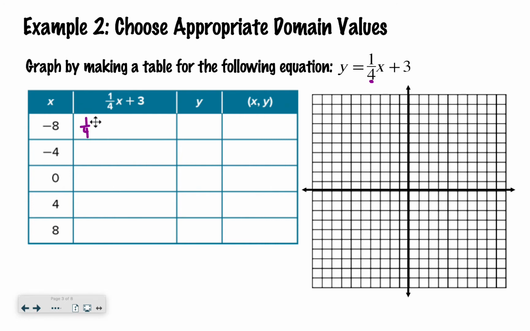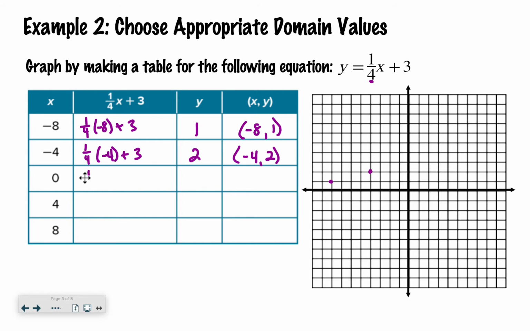1/4 times negative 8 plus 3. 1/4 times negative 8 is negative 2. Negative 2 plus 3 is 1. So my answer is negative 8, 1. Then I have 1/4 times negative 4. 1/4 times negative 4 is negative 1. Plus 3 would be 2. So I have negative 4, 2.